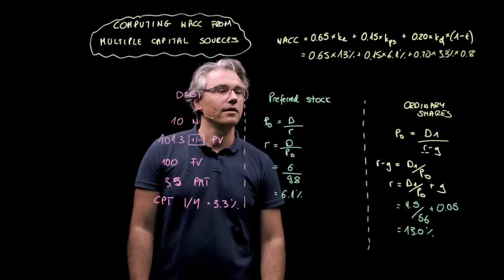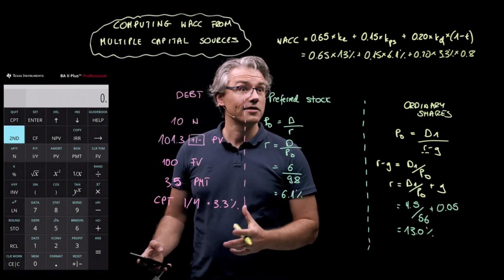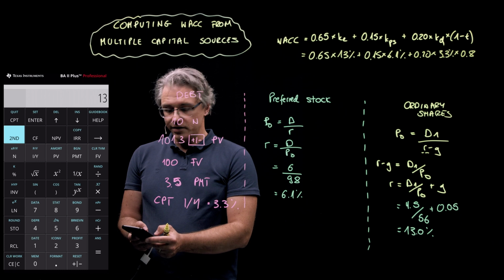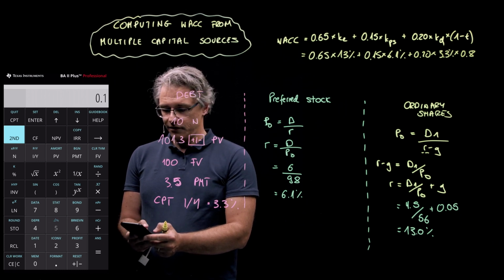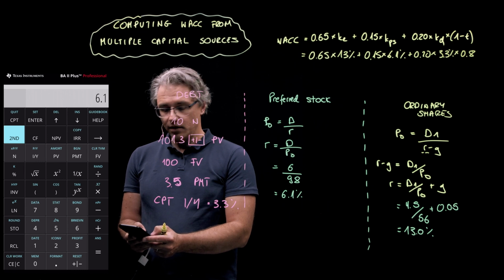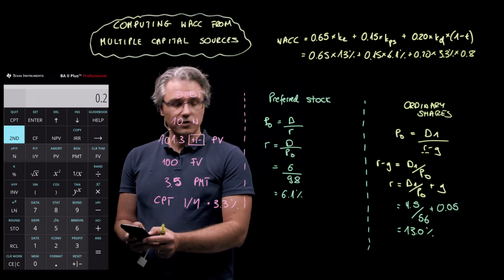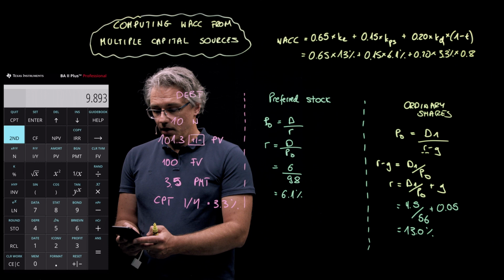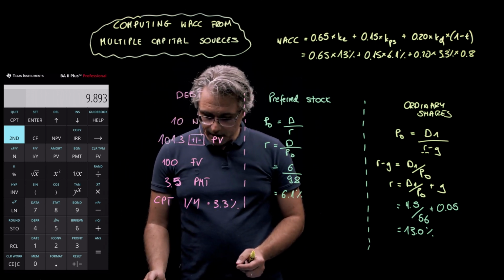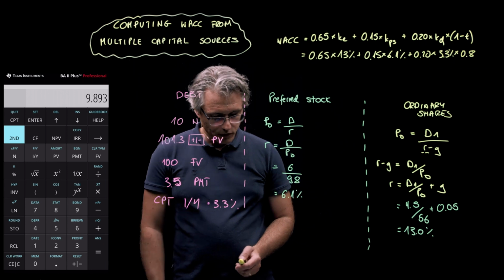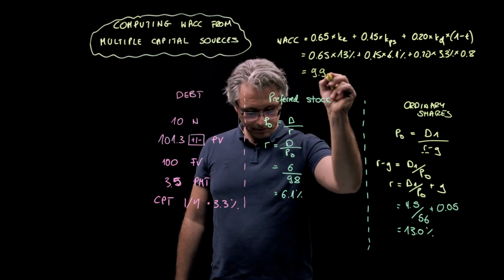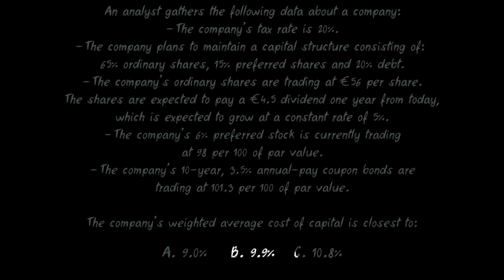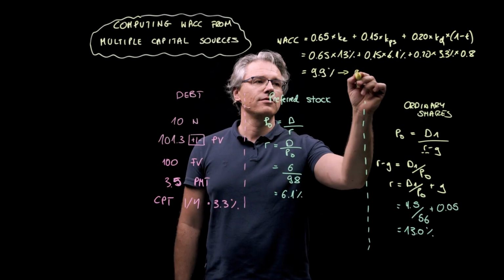I can now take my calculator and do this computation. Let's hope I don't make any mistakes inputting the numbers. So 0.65 times 13 plus 0.15 times 6.1 plus 0.2 times 3.3, multiplied by 0.8. Okay, I am looking at a figure equal to 9.9%. As we can easily see, checking the possible solutions to this question, this corresponds to answer B.